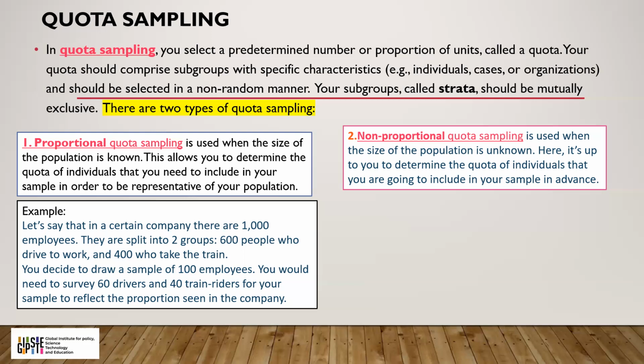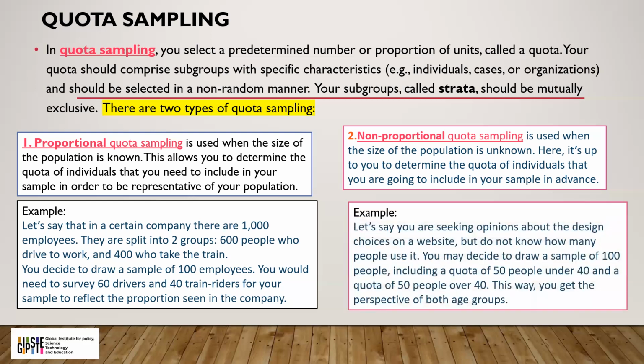Very important. And for the non-proportional quota sampling, let's say you are seeking opinions about the design choices on a website, but do not know how many people use it. So you may decide to draw a sample of 100 people, including a quota of 50 people under 40 years and a quota of 50 people over 40 years. So you use it to set a threshold. This way you get the perspective of both age groups, okay? That is those above 40 and those below 40, very important.